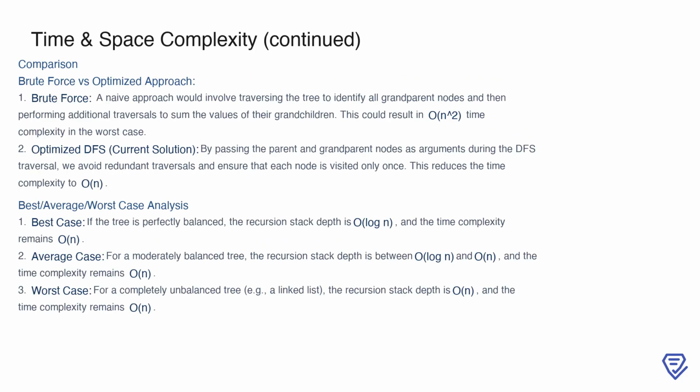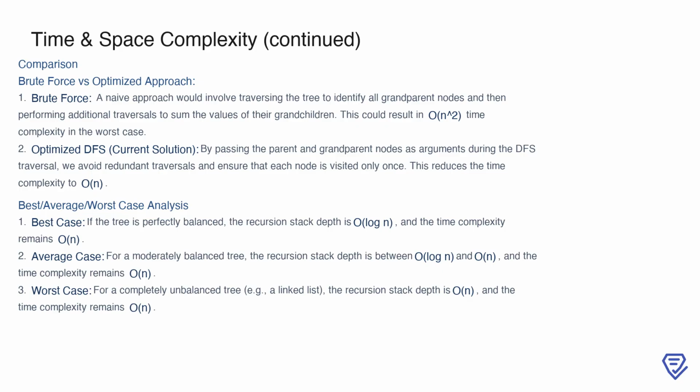Let's compare the optimized DFS approach with a brute force method. A naive brute force solution might involve traversing the tree to identify all grandparent nodes first and then performing additional traversals to sum the values of their grandchildren. In the worst case, this could result in an O(n²) time complexity due to repeated traversals of overlapping parts of the tree. In contrast, the optimized DFS approach improves this significantly. By passing parent and grandparent references as arguments during the traversal, we eliminate redundant computations and ensure each node is visited only once, achieving an O(n) time complexity.